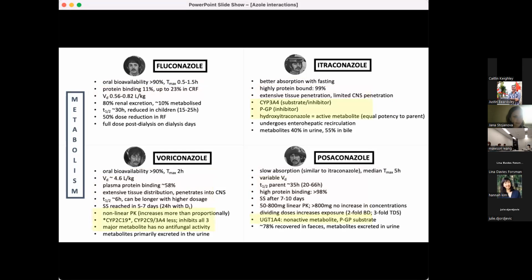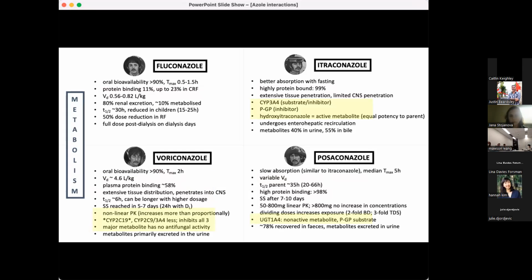In terms of metabolism, fluconazole is not a substrate of the CYP450 enzymes. However, it is an inhibitor. The other drugs are predominantly metabolized by unique enzymes across the agents. So itraconazole is predominantly metabolized by 3A4, with transformation producing an active metabolite. Voriconazole predominantly by 2C19, although 2C9 plays a role, with 3A4 a little bit less.